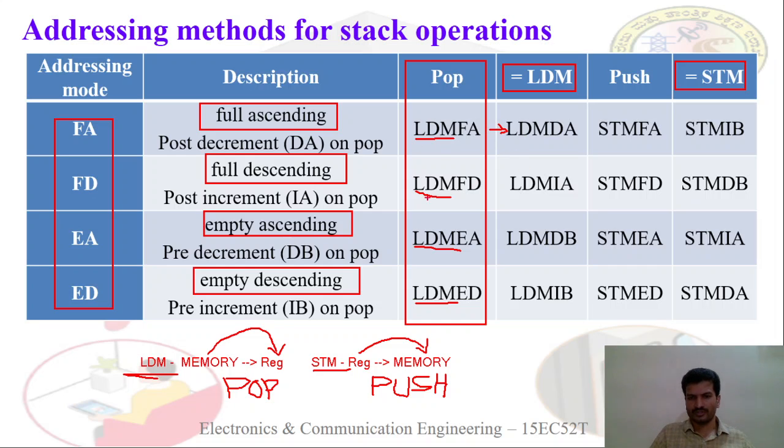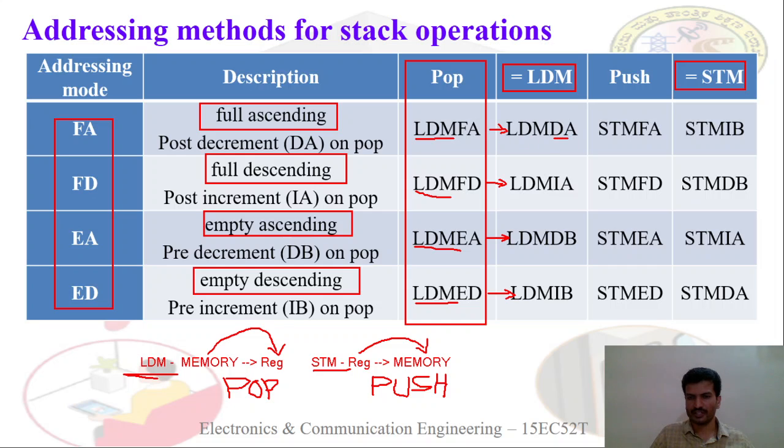So LDM FD is equal to LDM IA. So LDM EA is equivalent to LDM DB. So LDM ED is equivalent to LDM IB. So LDM DA means load multiple register.